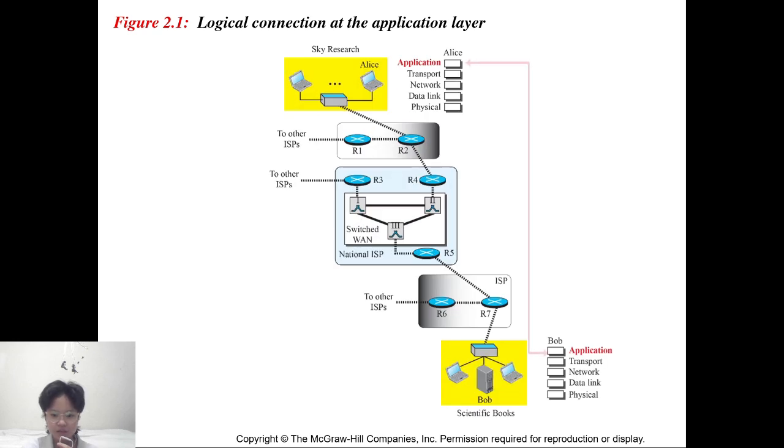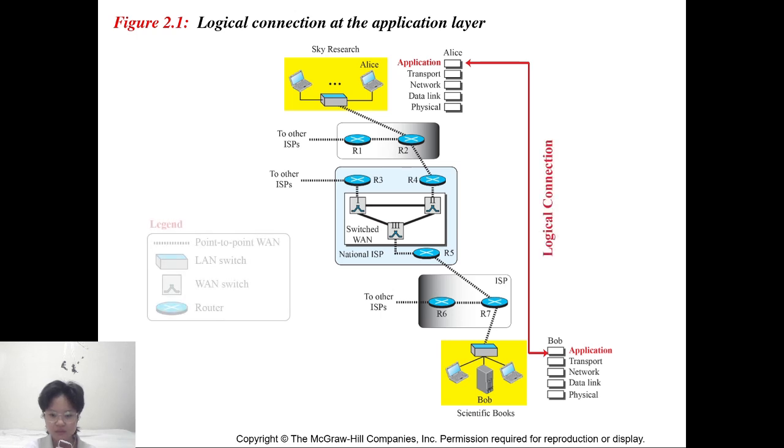For the outline, we have an introduction, client server program, and standard applications. In Figure 2.1, we have logical connection at the application layer. In this picture, you will see sky research and scientific books, and the application of each is connected. You can see on the left side there is a symbol to describe this picture.